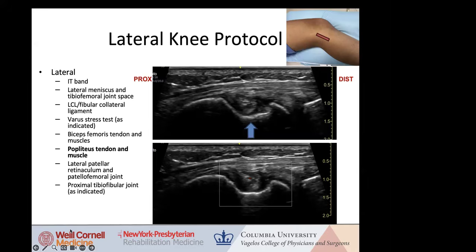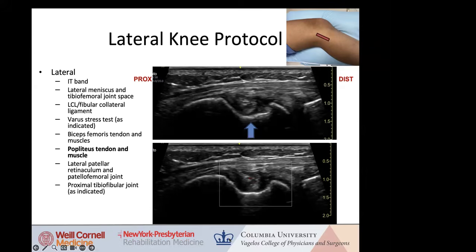Recently, I have added to my lateral knee protocol the insertion of the lateral head of the gastroc. I have to shout out one of my colleagues, Allison Schroeder, who presented an interesting case showing a tear, and I always wonder how much I'm missing. So for now, I've added that just to look and see if I see attritional changes, or if it's more traumatic, I look for a tear.